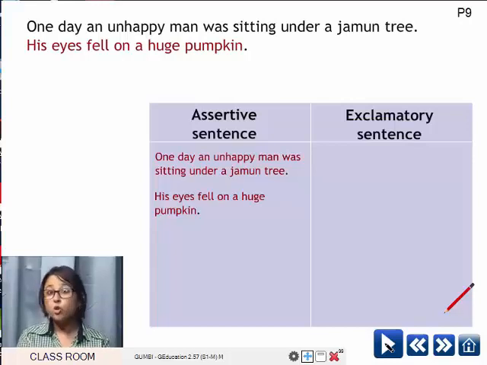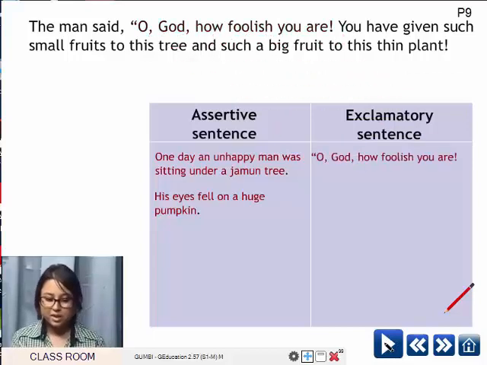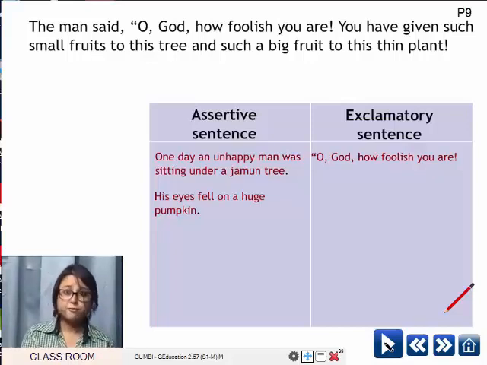His eyes fell on a huge pumpkin. Full stop. There is no feeling. There is no question. So it is an assertive sentence. The man said, "Oh God, how foolish you are!" Exclamation mark. Exclamatory sentence. You have given such small fruits to this tree and such a big fruit to this thin plant.